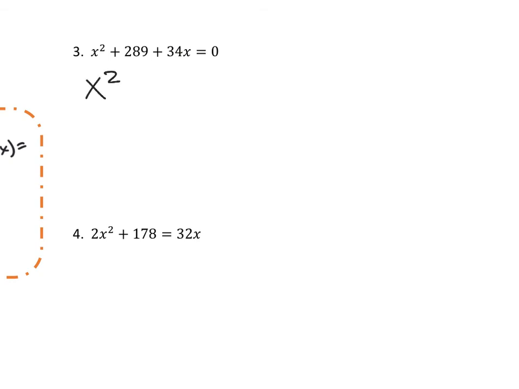Standard form is just going to be the rearranged version of this where the B value, the thing with the X term, is in the middle and the constant is at the end. I didn't have to move anything around, but if I didn't notice that A is 1, B is 34, and C is 289, I'd get a completely different solution here. So why don't you pause the video right now, toss this into Desmos, and let me know what the solutions are.